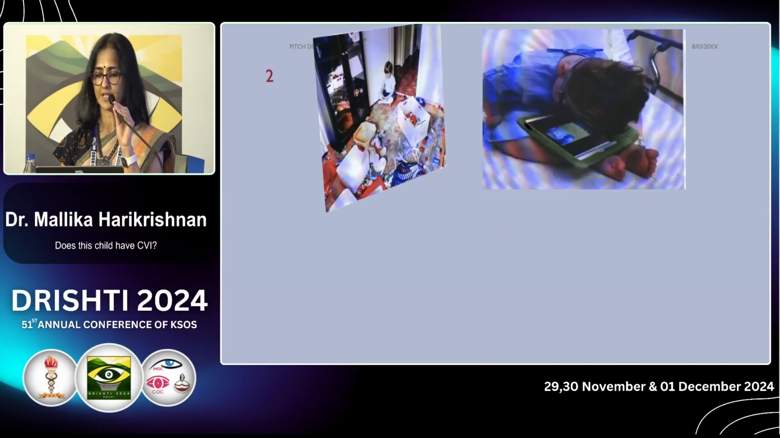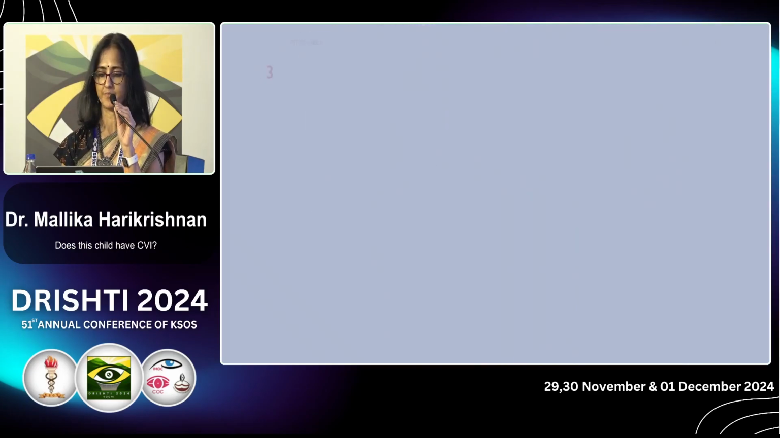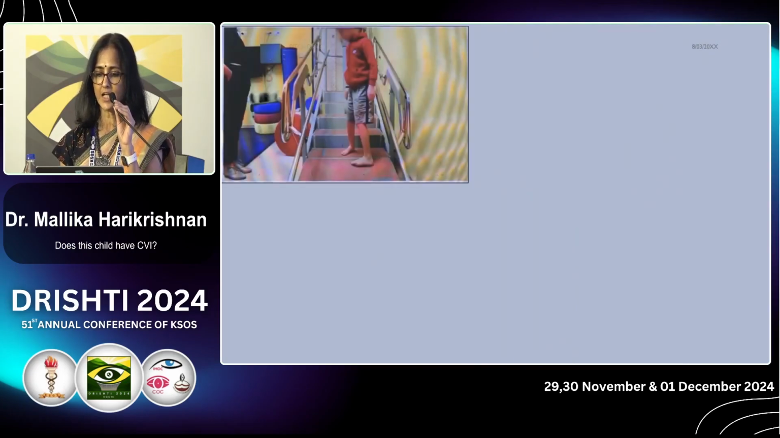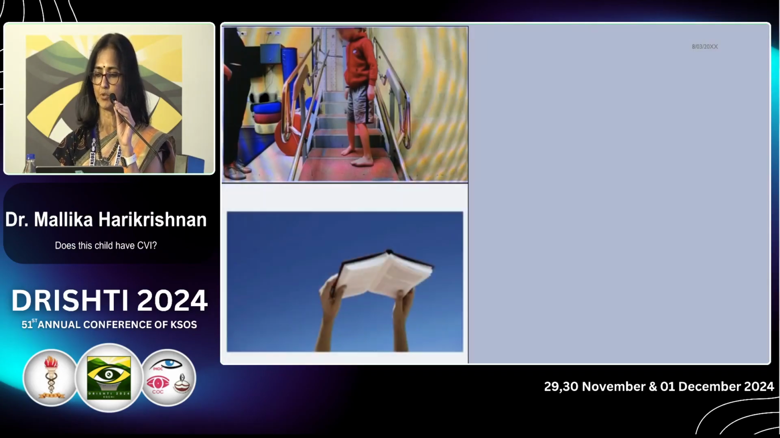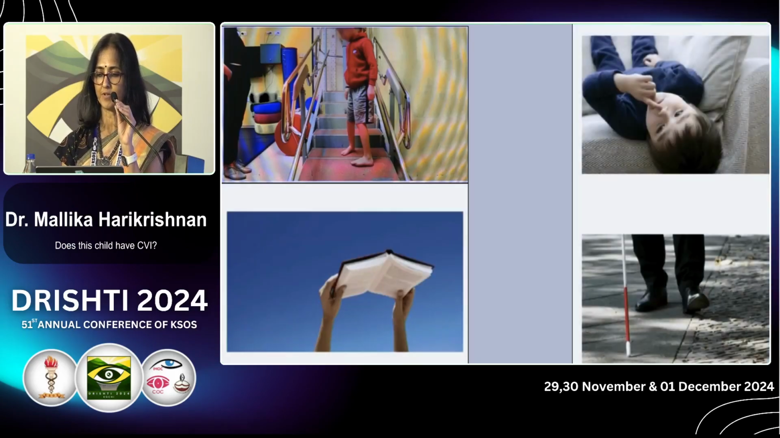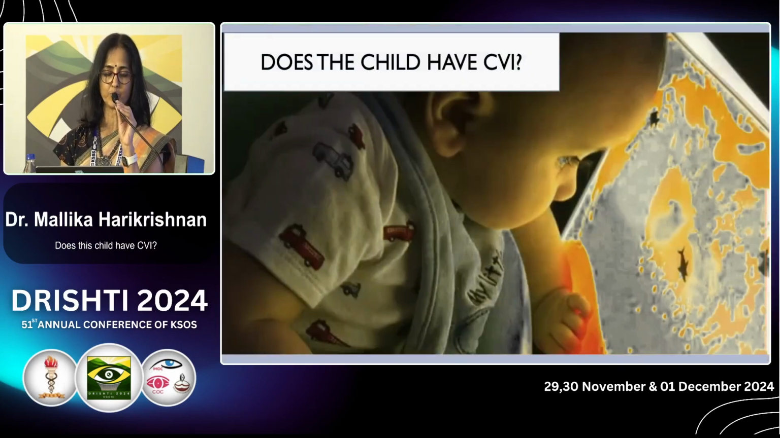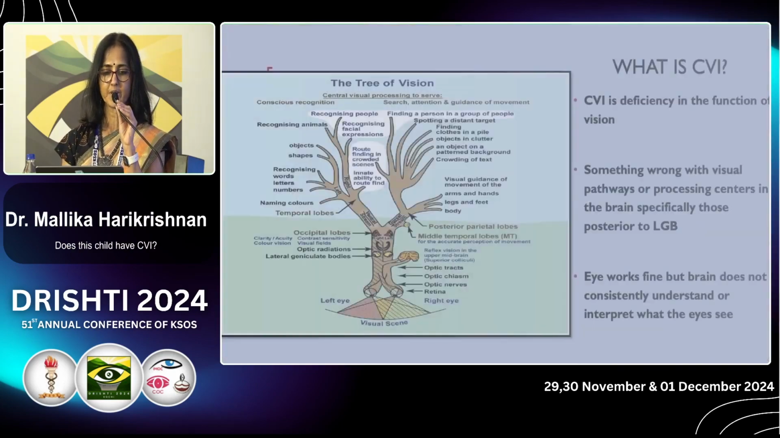A girl with deranged depth perception. A child with difficulty in climbing up or down the stairs. A child adopting his posture to read the book in order to avoid his field defect. Child tripping over while walking. Do these children have cerebral visual impairment? That is what I'm going to deal with today.